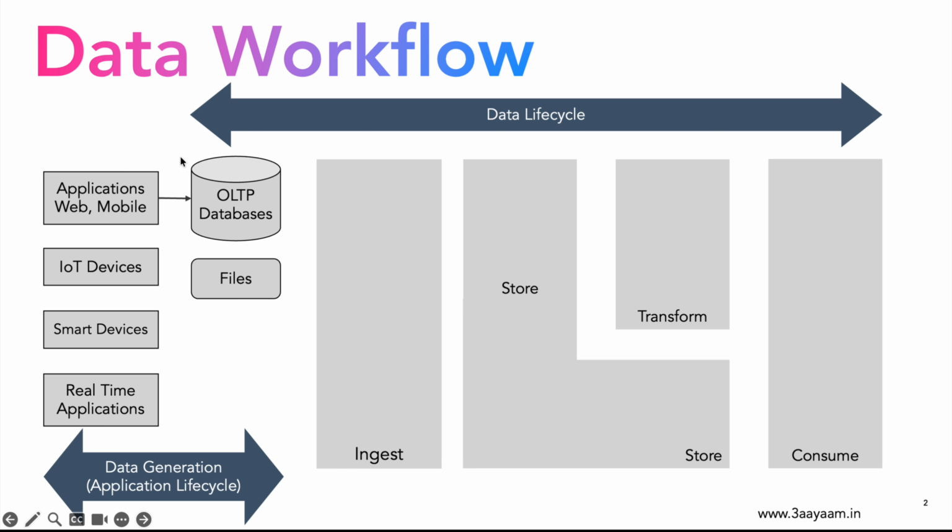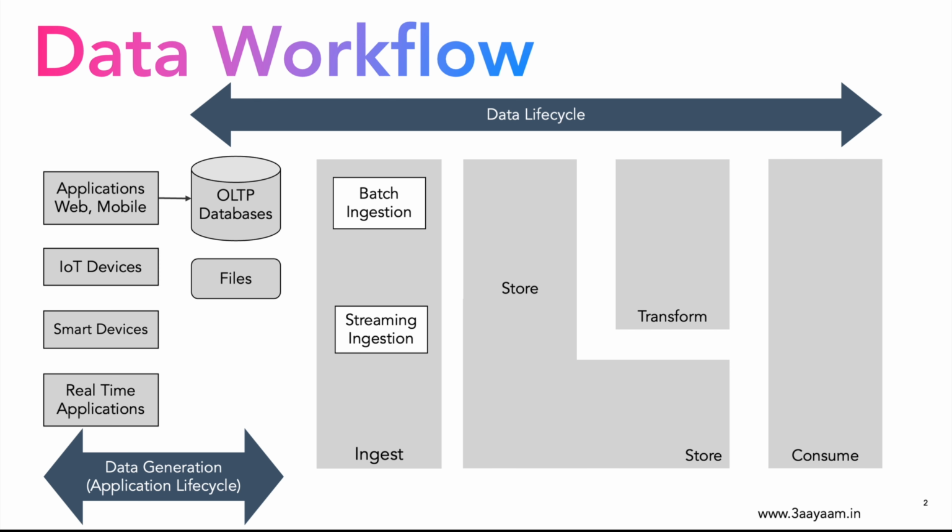We have the data sources here in OLTP databases and files. Of course, we can have data sources from real-time applications or smart devices or IoT devices also. Then we ingest the data and store it in the first layer of storage. Then the data is transformed, the data is processed and stored back again before it is sent to the consumption applications. Now, when you talk about the ingestion stage, there are two types of ingestions.